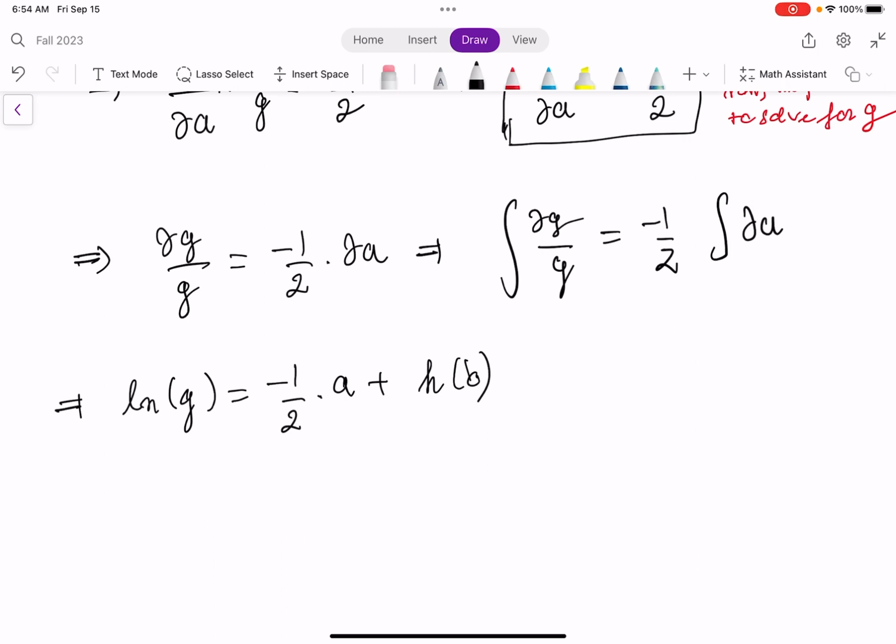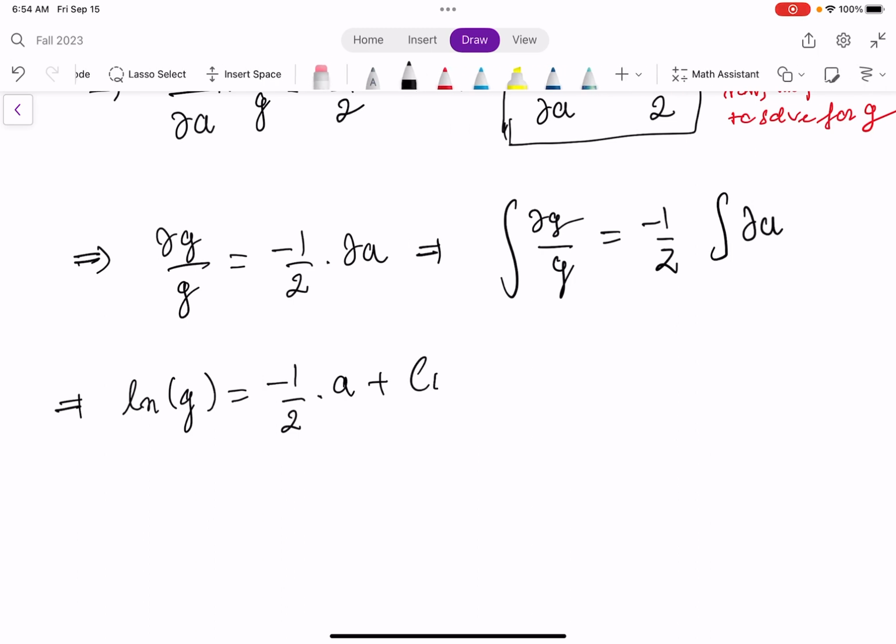At this point, why didn't I write a constant c4? Why do I write h of b? Well, recall that g is a function of a and b. So in this case, ln g equals negative 1/2 times a, which is the part of a, and then the rest belongs to b, so plus h of b. In this case, h of b serves like a constant. Because the main integral on the right-hand side is partial a, our main character here is a, and the rest belongs to b, because g is a function of a and b.